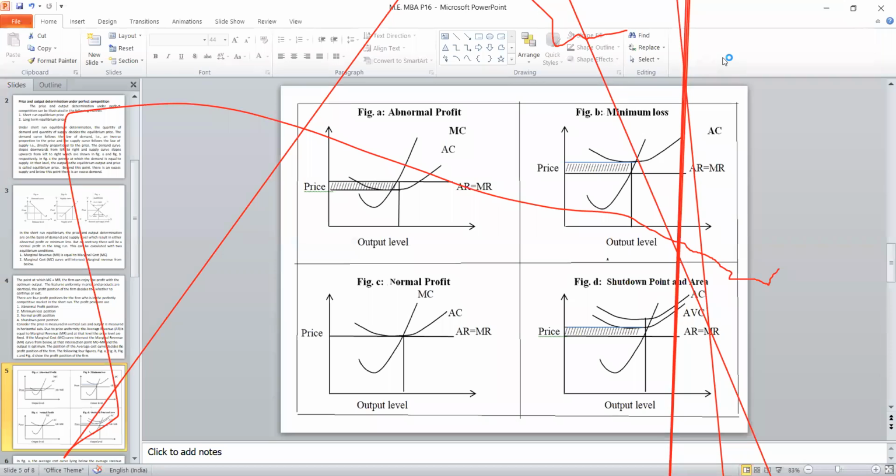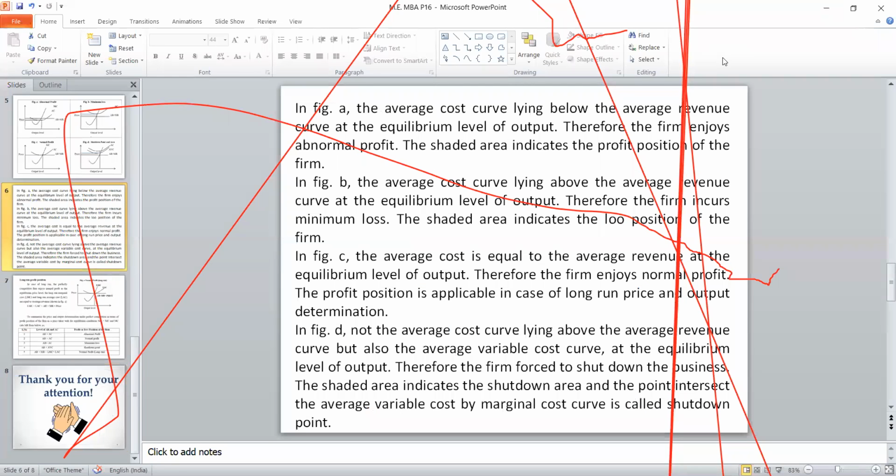In the second figure, the average cost is above the average revenue. Therefore, the cost is more, revenue is less, so it is minimum loss. When the average cost is tangent to the average revenue, at that particular point MC equal to MR equal to AC equal to AR. At that point only, we are having a normal profit. In case not only is the average cost more, but also the average variable cost is more than the average revenue, that particular point we call the shutdown point, and that area is called the shutdown area.